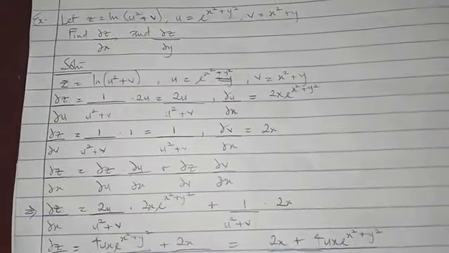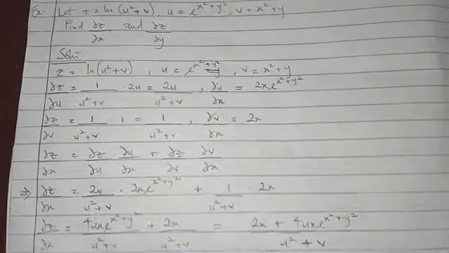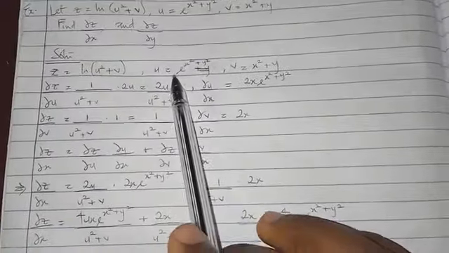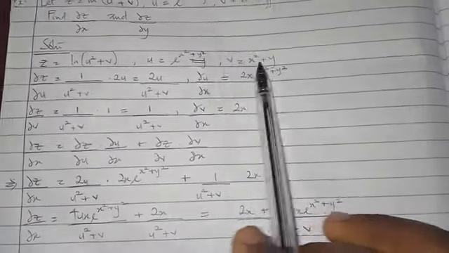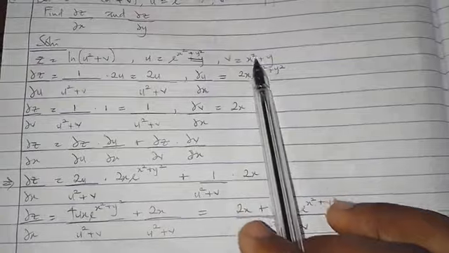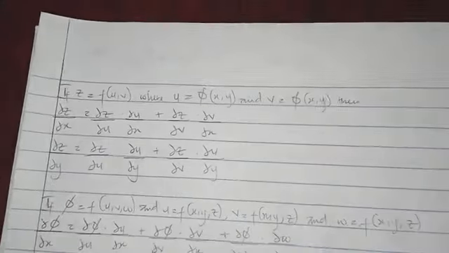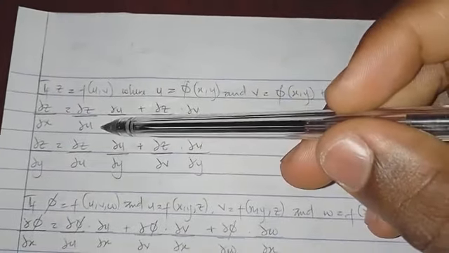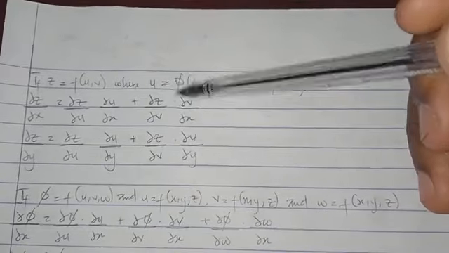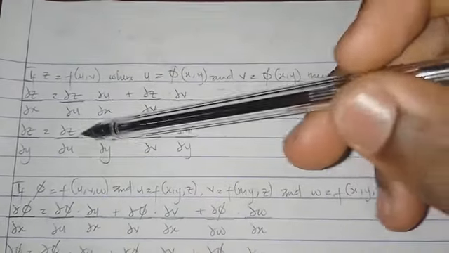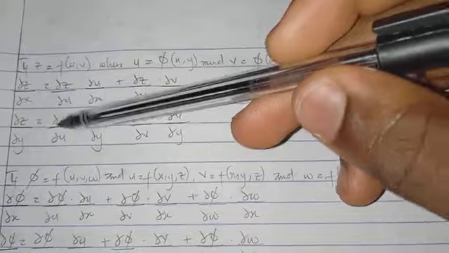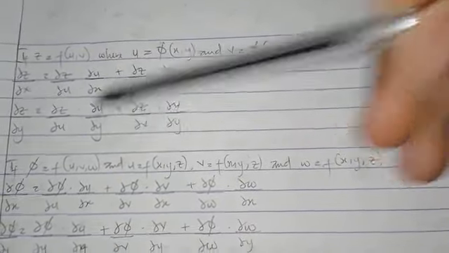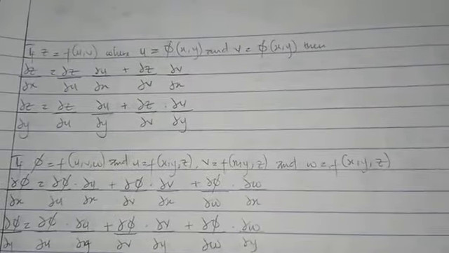Solution. z is equal to ln(u squared plus v), u is equal to e to the power x squared plus y squared, v is equal to x squared plus y. From this, what do we need? Let's look at it again. We need partial z over partial u, partial u over partial x, partial z over partial v, partial v over partial x. Then, for the y part, we will need partial u over partial y and partial v over partial y. So that's what we'll look for here.